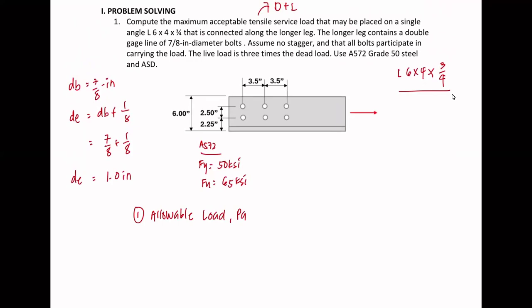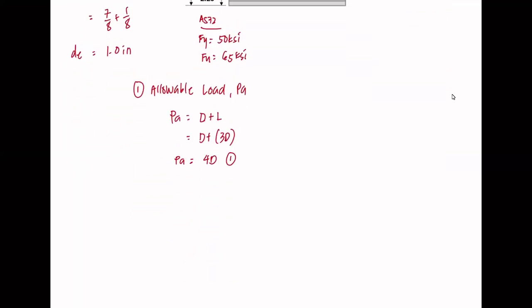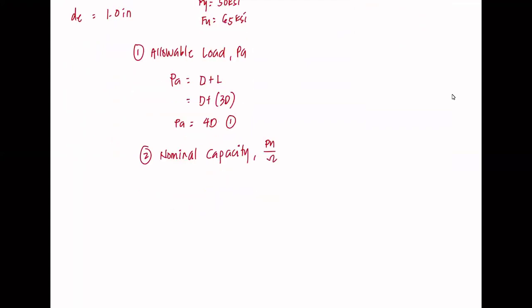To get the load, we need the allowable load, which is Pa, using our load combination. That is just equal to dead load plus live load. But as mentioned here, the live load is 3 times our dead load, so we can substitute 3D here. So our allowable load is 4D. Let us consider this as equation number 1. Then we can now get the nominal capacity of our section.